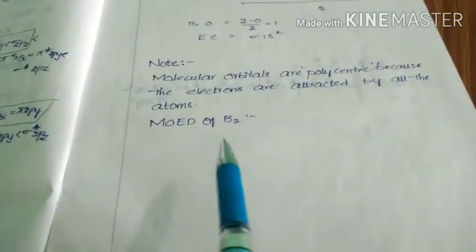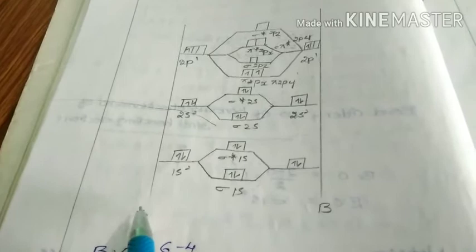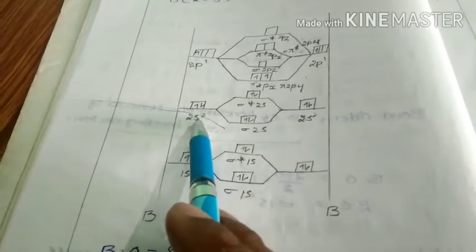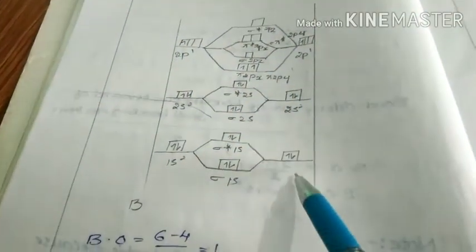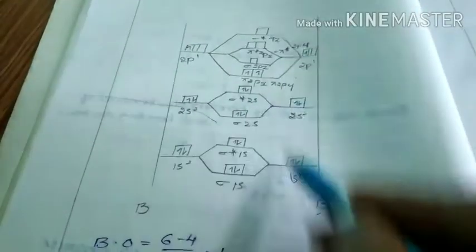Next, the MOED of B2. See, I show here, it is already present. B2 means 2 boron atoms. What is the electronic configuration of boron? 1s2, 2s2, 2p1. This is the electronic configuration of this boron atom, and this is the electronic configuration for this boron atom. That means these are atomic orbitals.